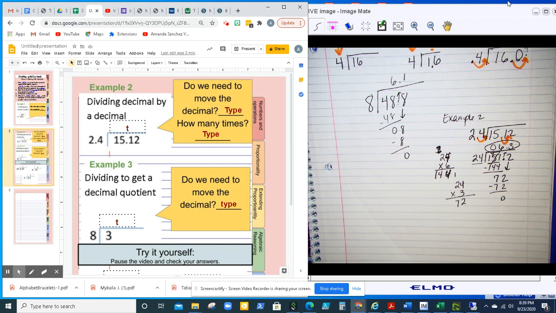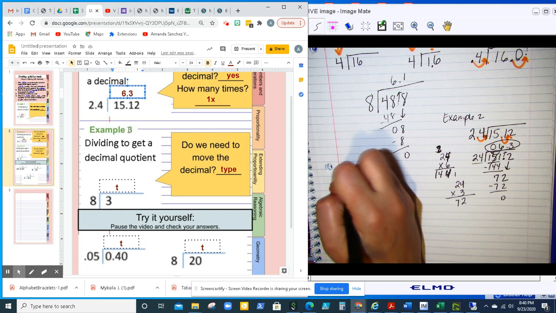6.3, or 6 3/10. So do we need to move the decimal? Yes, we have to. We're dividing by a decimal. How many times did we have to move that? We only moved it once. One time. You can do one time like that. And then place your quotient here, and our quotient was 6 3/10.